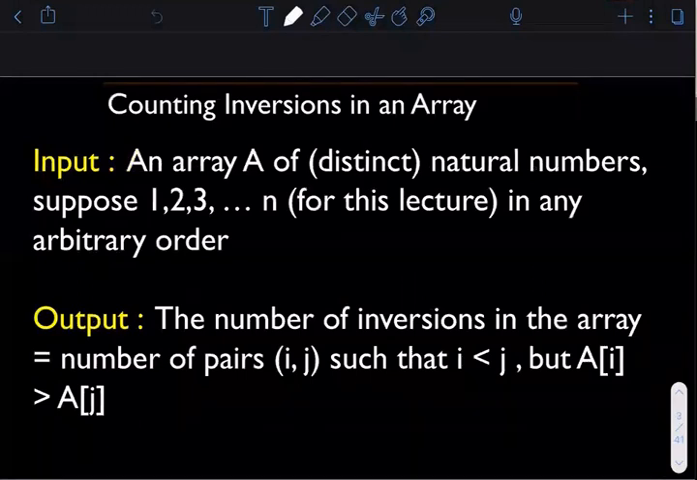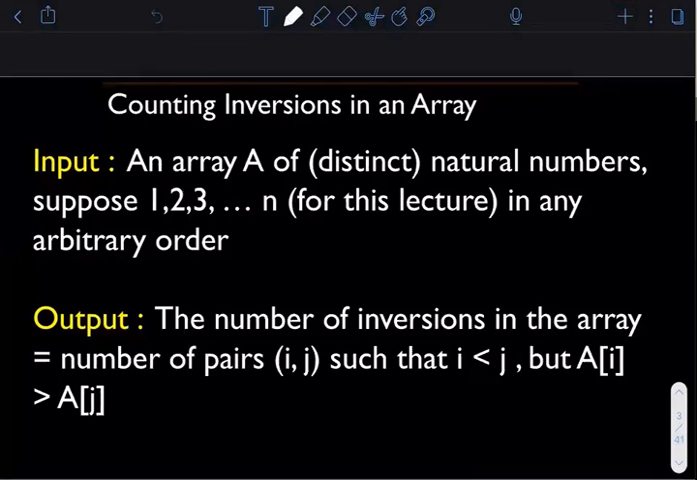Okay, and it's in any arbitrary order. Remember, the array is not sorted or anything like that. They're just given in arbitrary order. Now, what is the quantity that we are interested in? We want to count the number of inversions in the array.